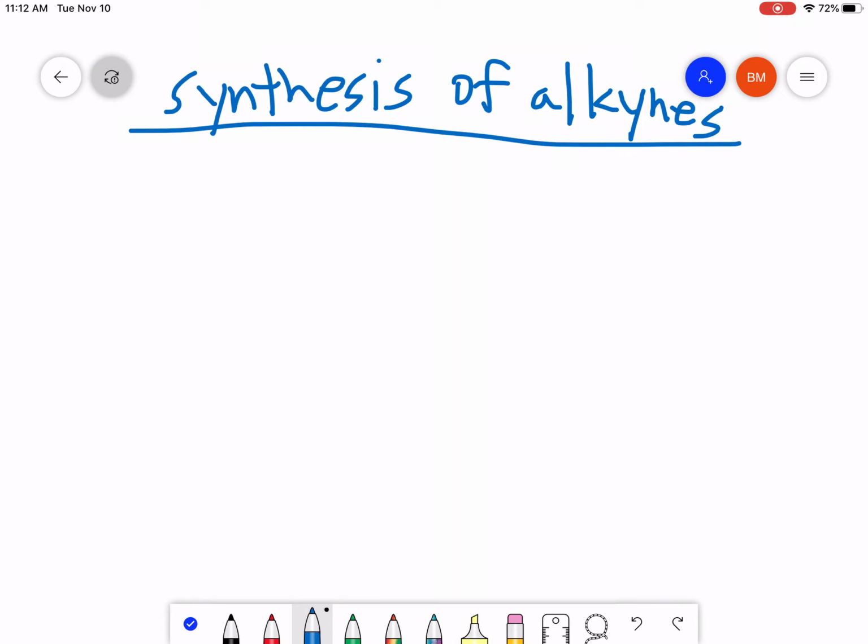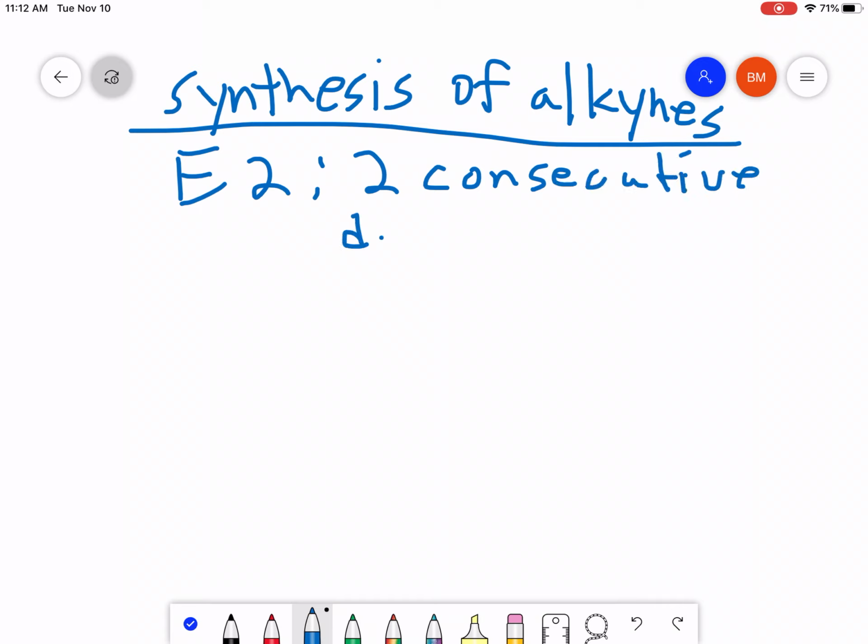Yeah, we can use this stuff to make triple bonds as well, carbon-carbon triple bonds. Specifically, we do this in an E2 fashion. We don't use E1 for this. Basically, what we do is the same thing we've done before in E2. We just do it 2 times in a row. These are going to be made using 2 consecutive dehydrohalogenations.